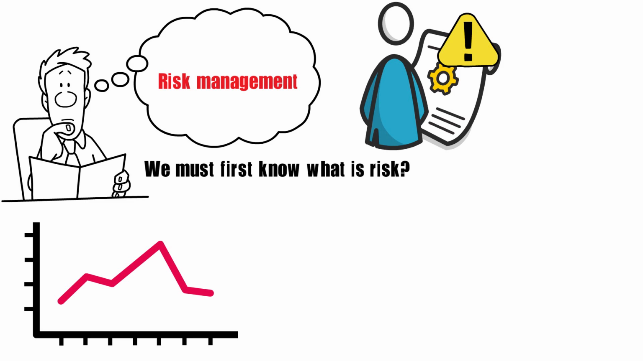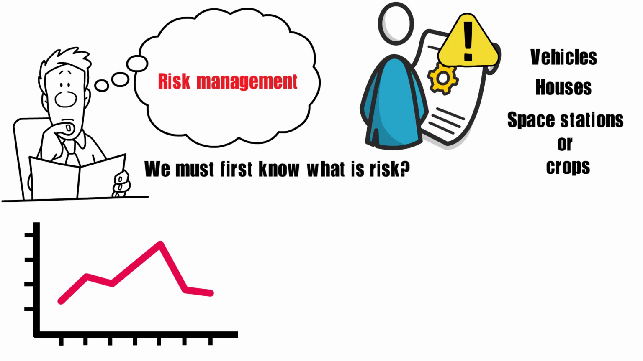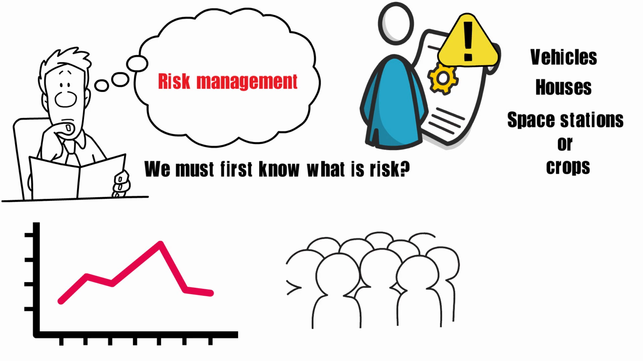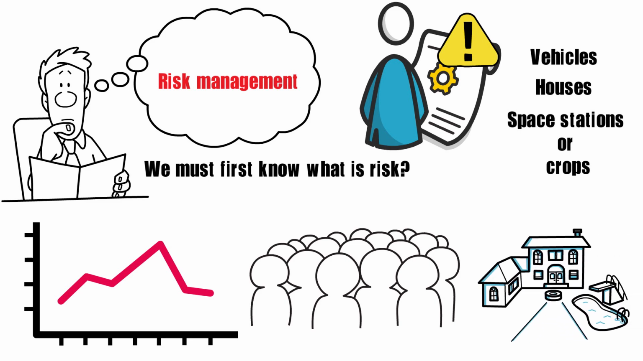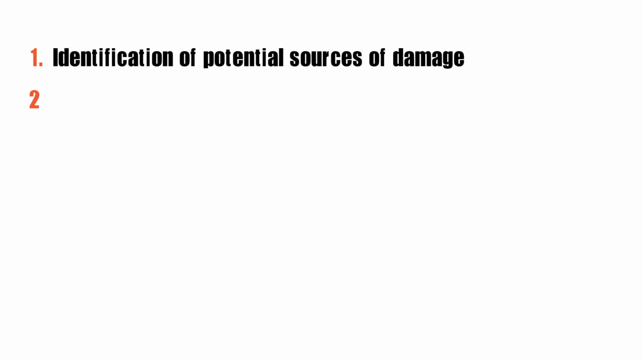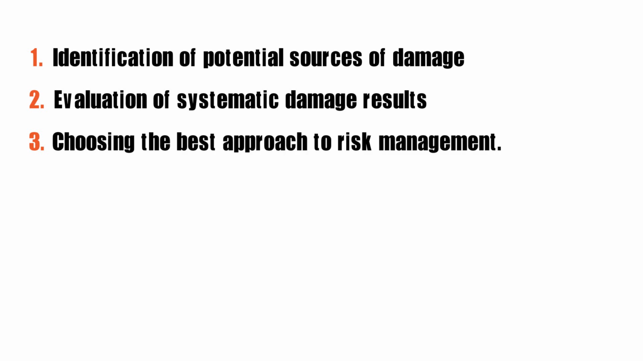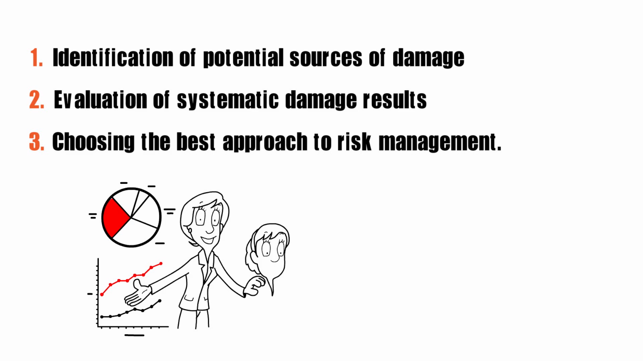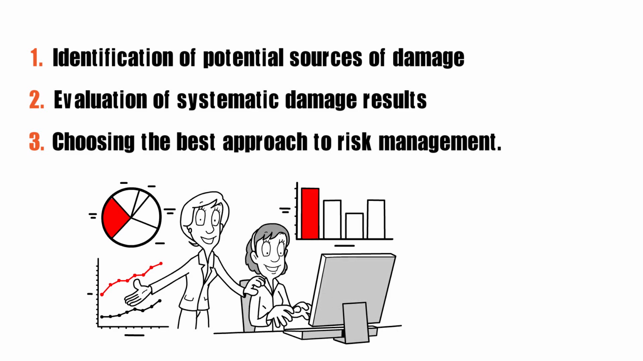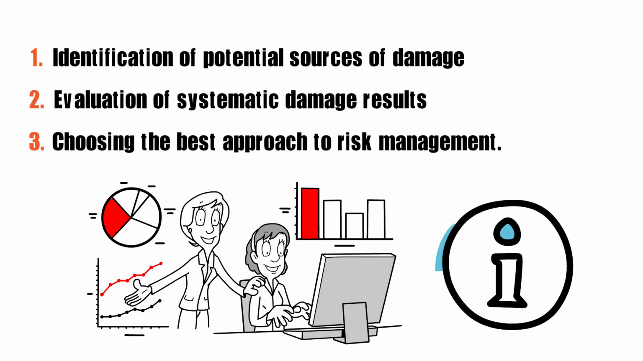Any object can be at risk of damage, such as vehicles, houses, space stations, or crops. Risk management is all about reducing or dealing with existing risks to human life and property. Risk management is mainly divided into three parts, namely: 1. Identification of potential sources of damage. 2. Evaluation of systematic damage results. 3. Choosing the best approach to risk management. Most of us are dealing with them unknowingly during our daily activities. But when it comes to financial markets and business administration, risk assessment becomes a very important and very conscious practice.